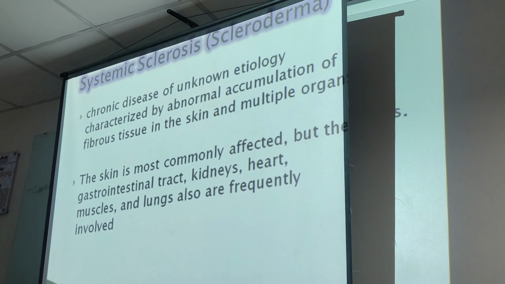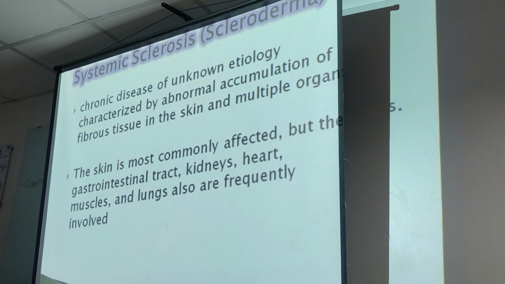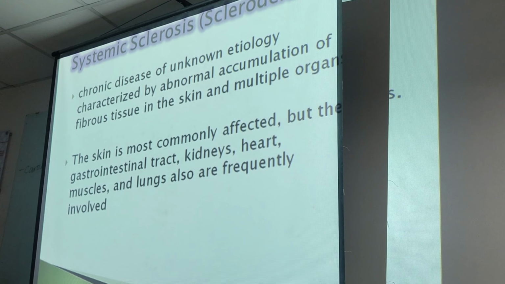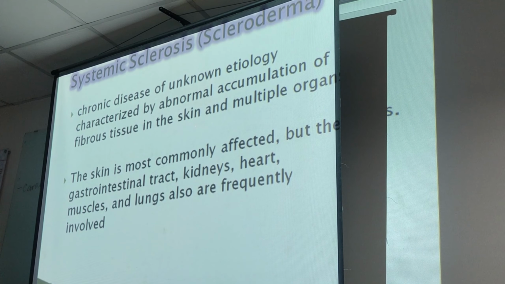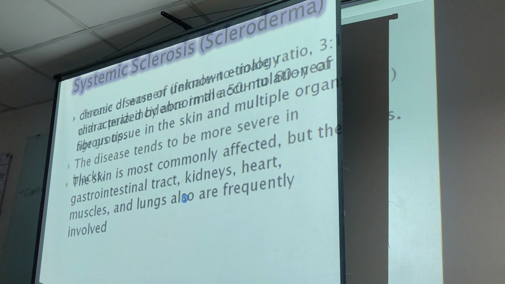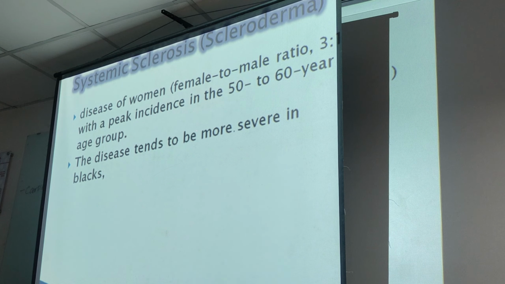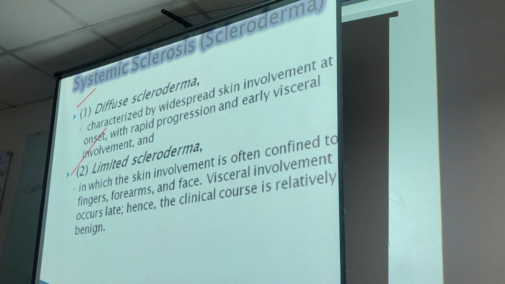Systemic sclerosis, or scleroderma, is a chronic disease of unknown etiology characterized by abnormal accumulation of fibrous tissue in the skin and multiple organs. Skin is most commonly affected, but the GI tract, kidneys, heart, muscles, and lungs are also affected. What happens here is that you form a lot of fibrosis or scarring in these tissues. It's more common in women, more common in African Americans. It can be diffuse or limited.